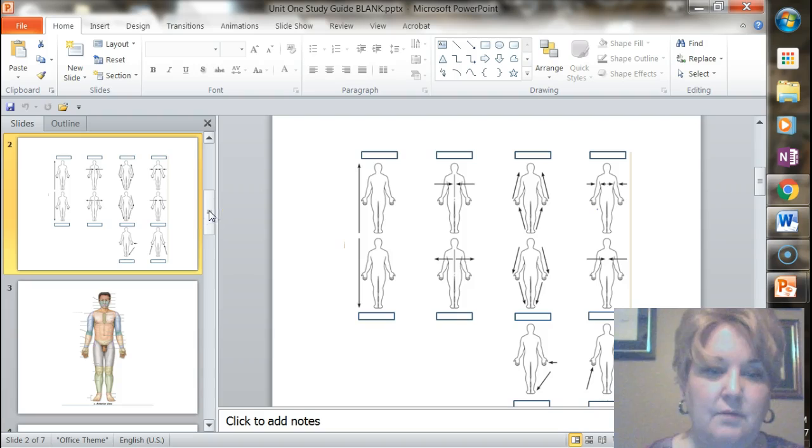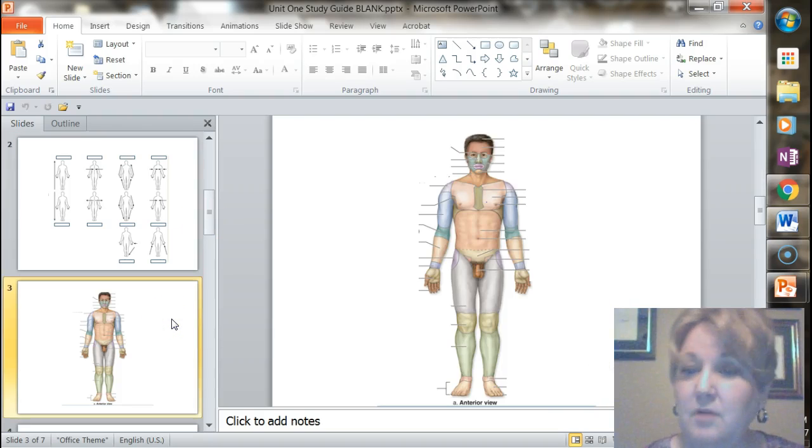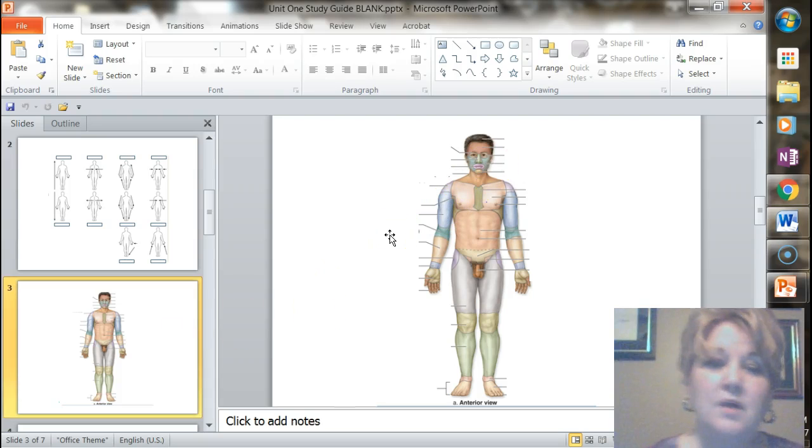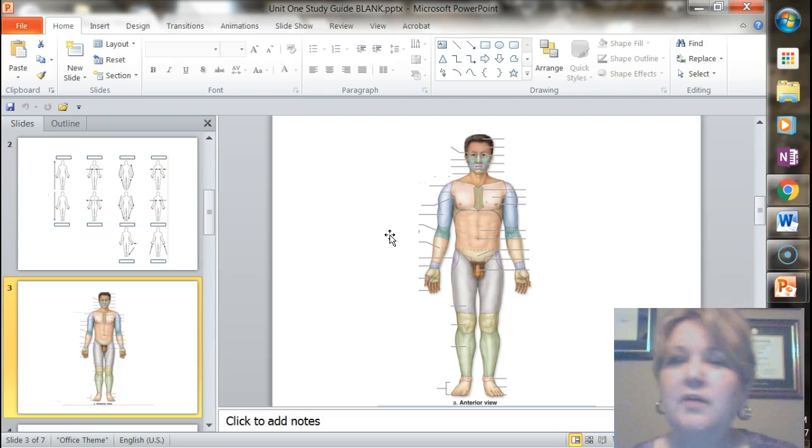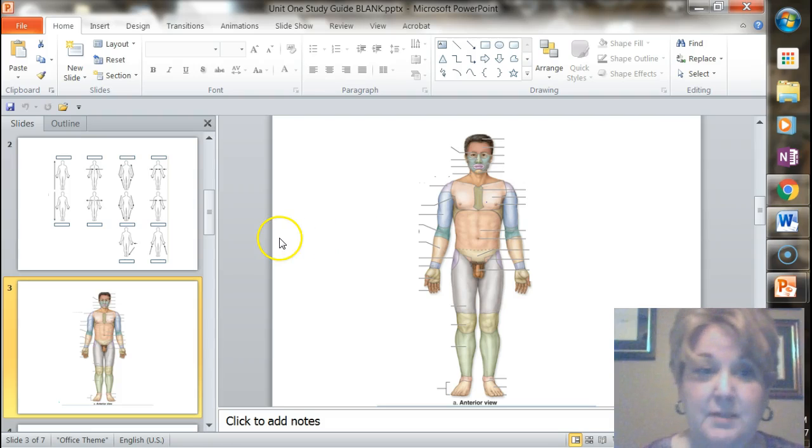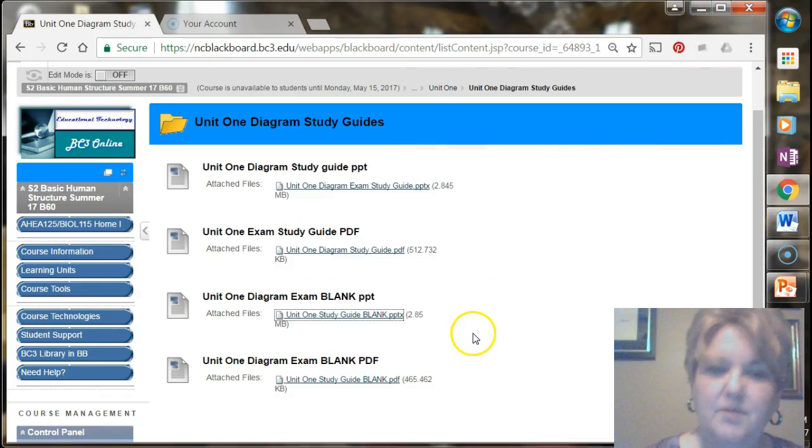And here again, these are the exact same diagrams that you are going to see on the exam, and you'll be filling in a few of these, not all of them. So diagram exams vary in the number of points. You have 60 minutes to take the diagram exam. Okay, so you can practice for this.